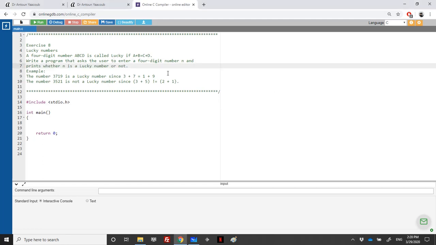We assume that the user is entering a 4-digit number, and then we should check if it's lucky or not. So let's take an example here. 3719 is a lucky number, since 3 plus 7 equal to 10 is equal to 1 plus 9 equal to 10. Here 8 is not equal to 3. So let's take the same example, 3719, and see how we can find the characteristics and see if it's a lucky number or not.